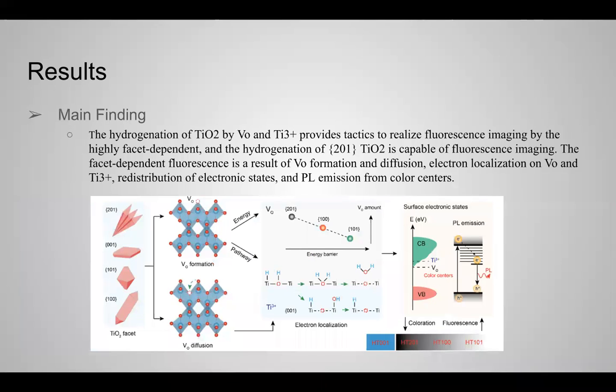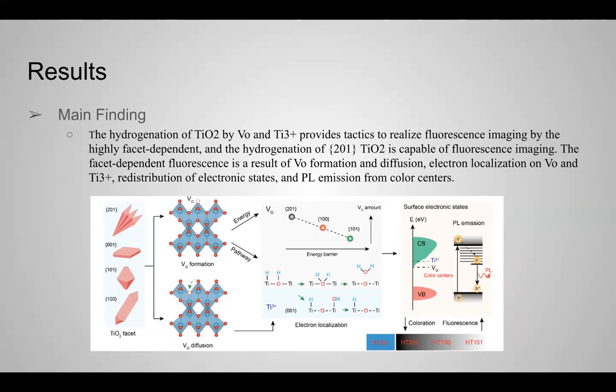But the main finding they found, and what can be used for further research on how to use, for instance, imaging, is that the hydrogenation of titanium oxide by the VO and the titanium 3 plus is highly facet-dependent, and hydrogenation of 201 is capable of showing fluorescence imaging.